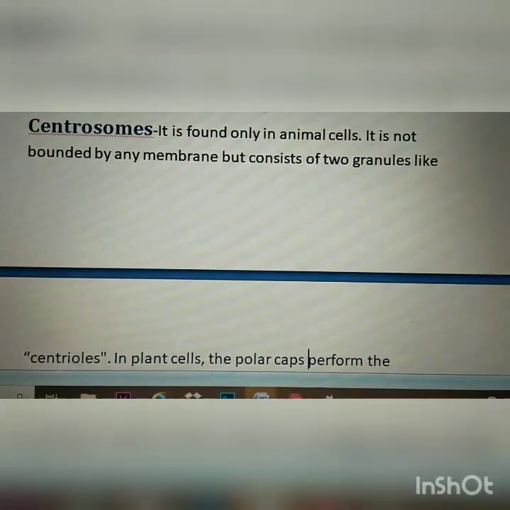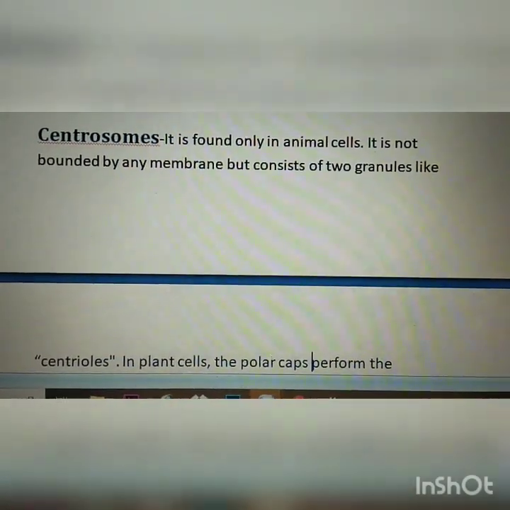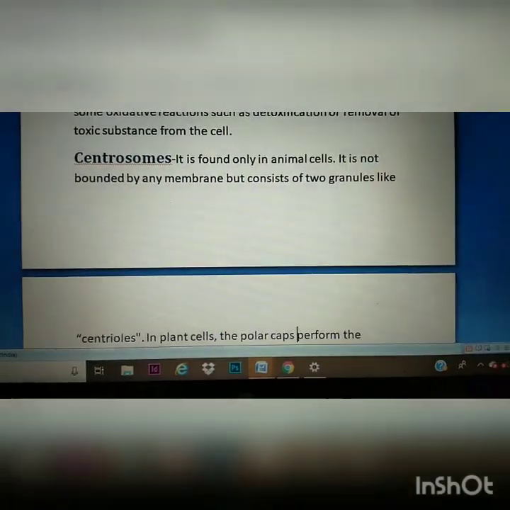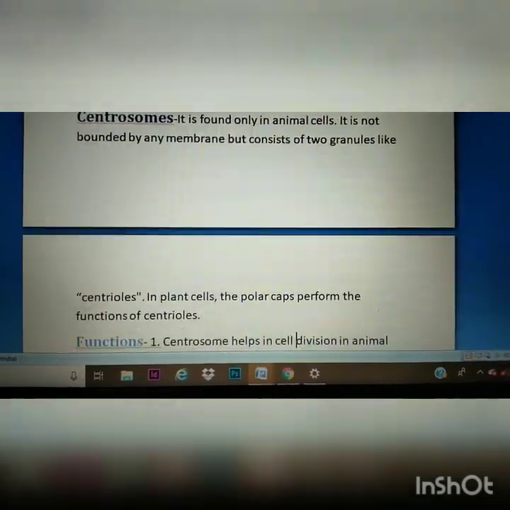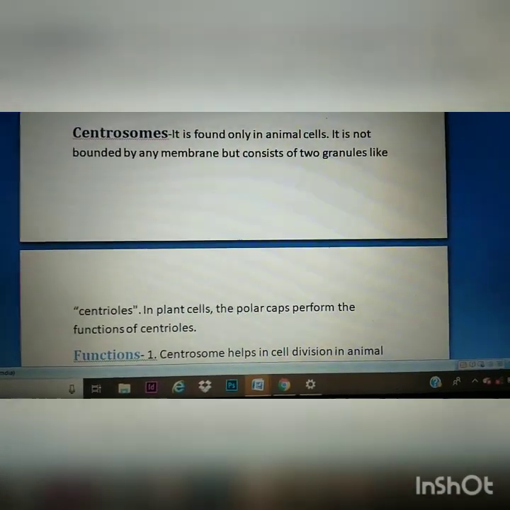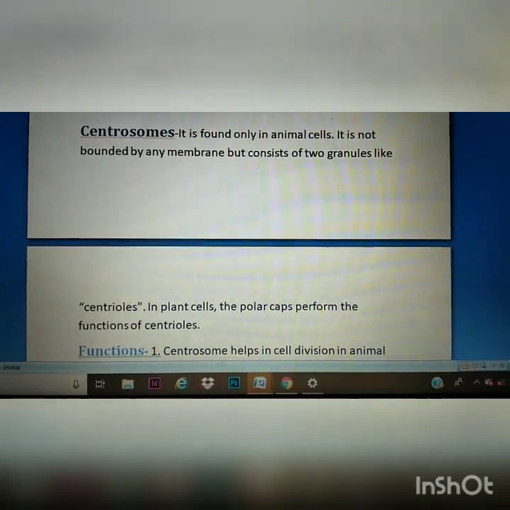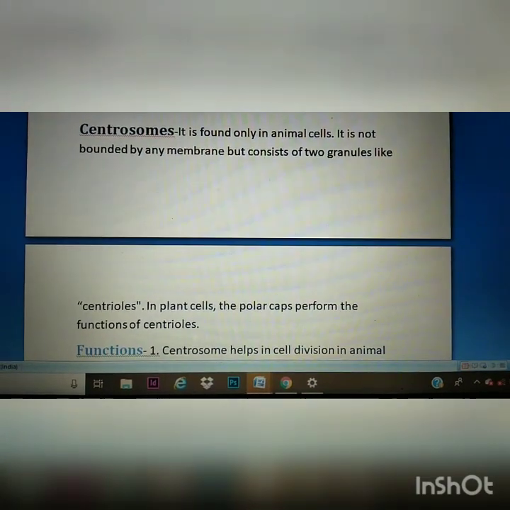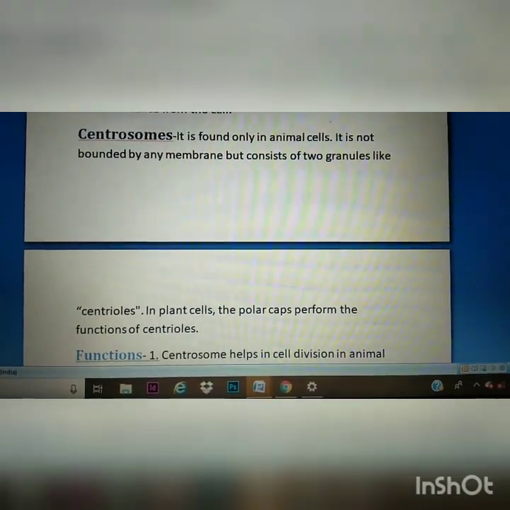Okay. Then our last topic is the centrosome. Now the centrosome is found only in animal cells. That means it is absent in the plant cell. And it is not bounded by any membrane. No membrane is present in the centrosome.